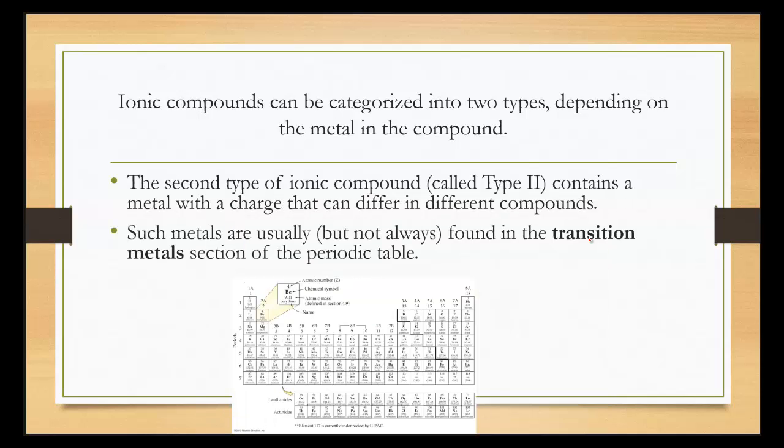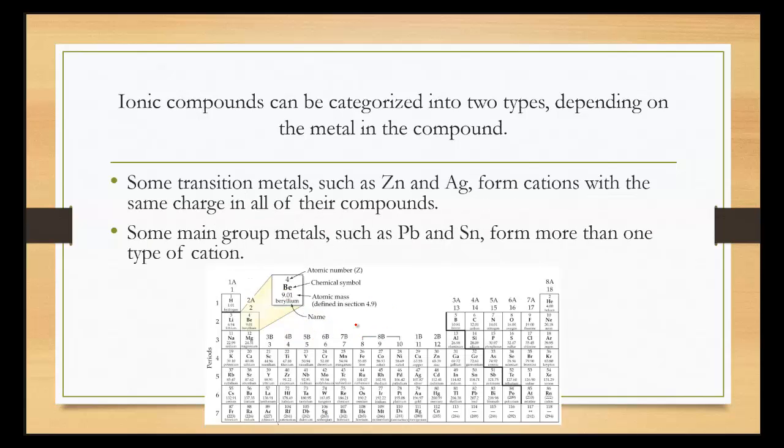The second type of ionic compound contains a metal with a charge that can differ in different compounds. Such metals are usually found in the transition metals. That's this area here. For instance, here's copper. Sometimes it has a +1, sometimes it has a +2. That's why we have a different set of naming those. Some transition metals such as zinc and silver form cations with the same charge in all the compounds. Zinc is always a +2, silver is always a +1.